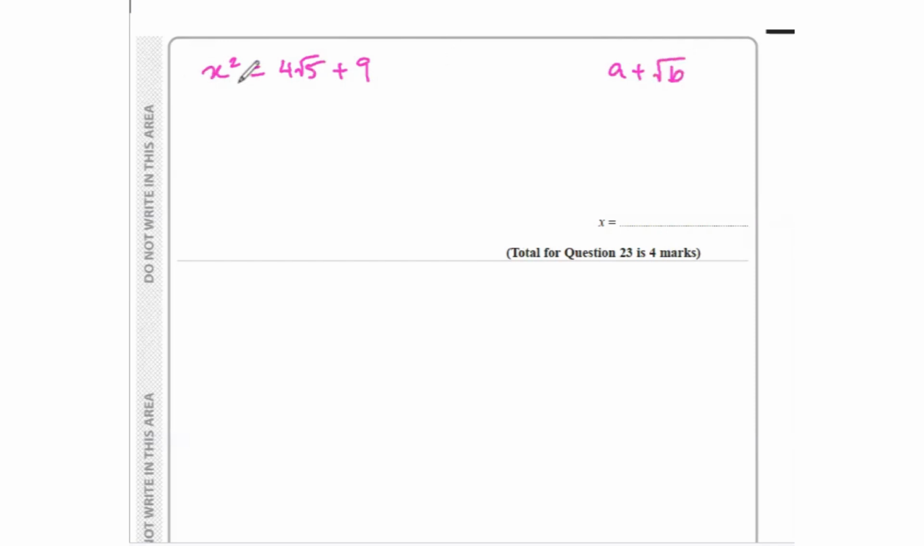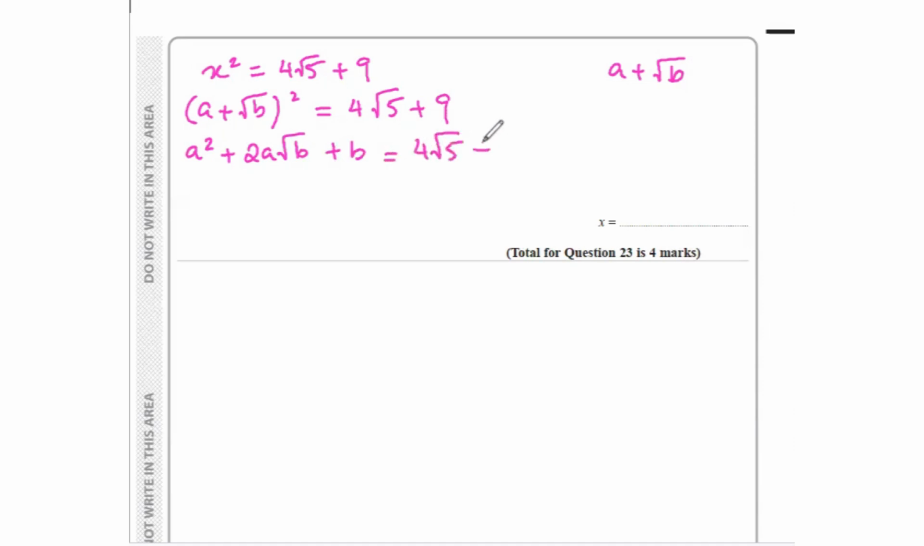So since we cannot take the square root of 4 root 5 plus 9, what we can do is rewrite x as a plus root b whole squared. So now we can expand the bracket on the left-hand side, and then compare the similar terms on each side to figure out what a and b are going to be. So a plus root b whole squared is going to be a squared plus 2a root b plus b equals 4 root 5 plus 9.